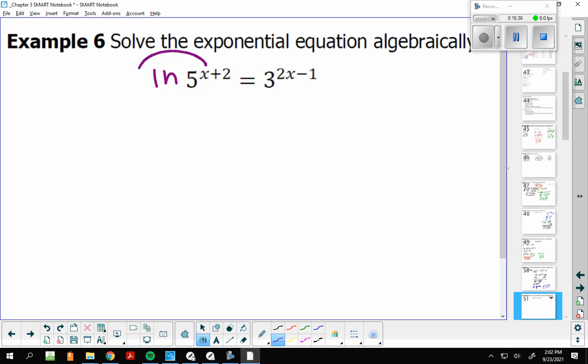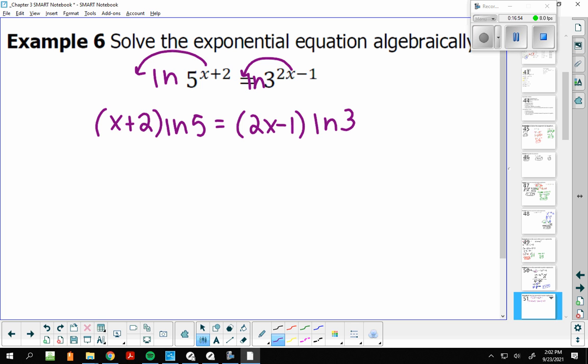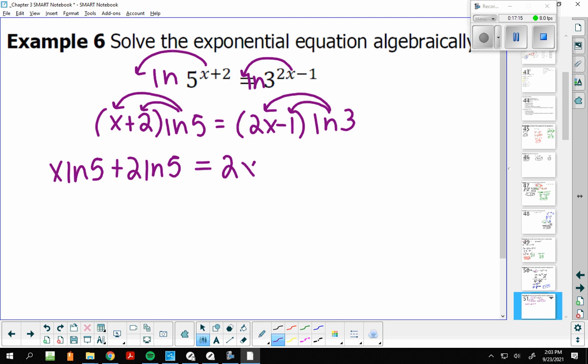So we're going to take the natural log and bring our exponent down. When you bring the exponent down, you need to put the exponent in parentheses. Okay, because it's the exponent times the natural log of 5 equals the exponent in parentheses times the natural log of 3. That means we're multiplying these, which means I'm going to have to distribute the natural log of 5 and distribute the natural log of 3. So we get x natural log of 5 plus 2 natural log of 5 equals 2x natural log of 3 minus natural log of 3.